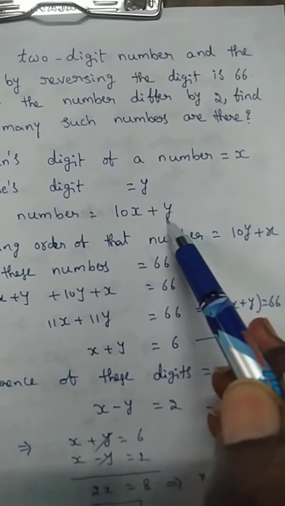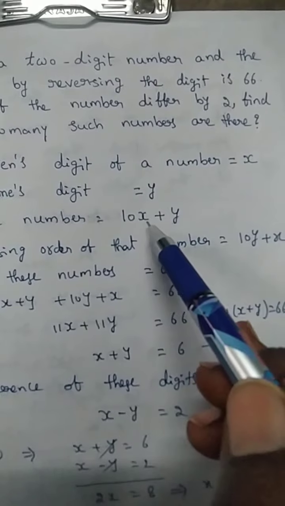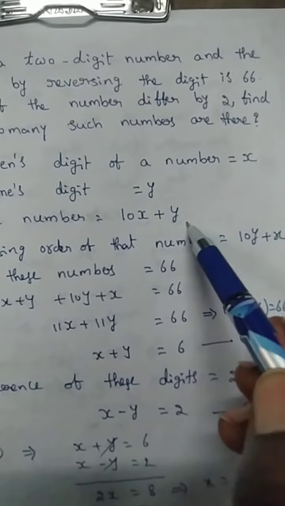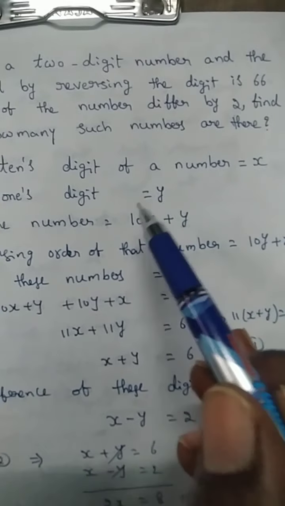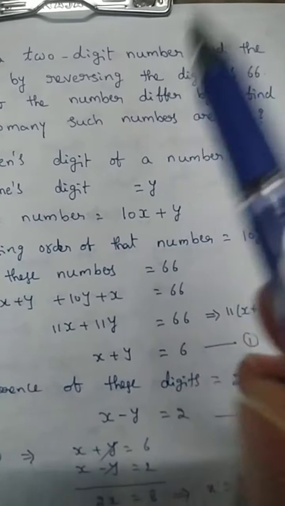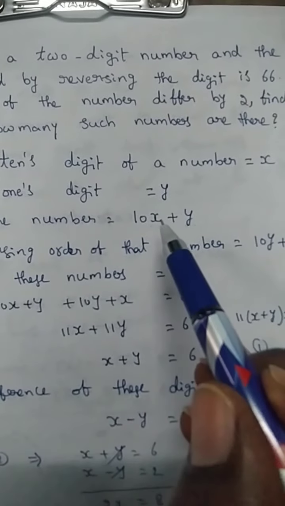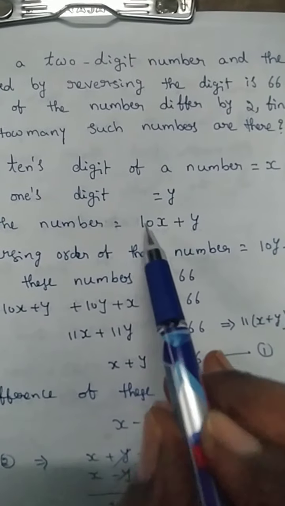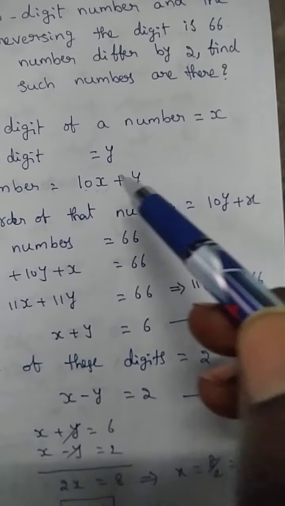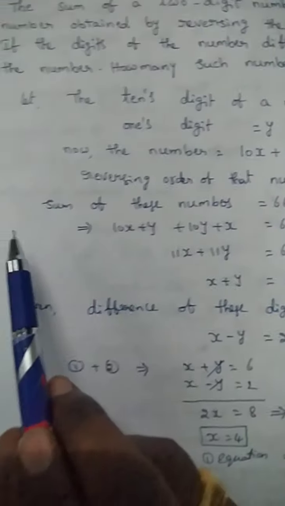So 10x plus y. What is the tens digit? x. The ones digit is y. For the reverse order of that number, y changes to the tens place and x changes to the ones place. Now we write it as 10y plus x, not y plus 10x. Clear? 27 reversed is 72. Now the tens place is 7, so we write 10 into 7, not 20 into 7. So the reverse order of that number is equal to 10y plus x. Clear? The positions of y and x are changed, not the coefficients. 10y plus x.